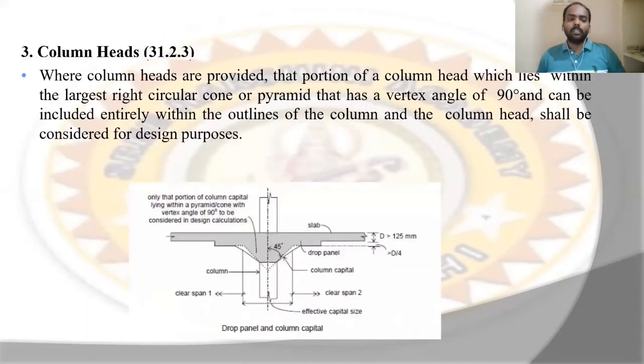Coming to column heads, as per IS 456-2000 clause 31.2.3 we find the matter related to column heads. Let us see the diagram here. Here drop is there and column head is also there, both in this flat slab. This is the column head and this is the drop. The column head may be called a column capital also. The largest right circular cone or pyramid that has an apex angle of 90 degrees can be included entirely within the outlines of the column and column head, and shall be considered for design purposes.